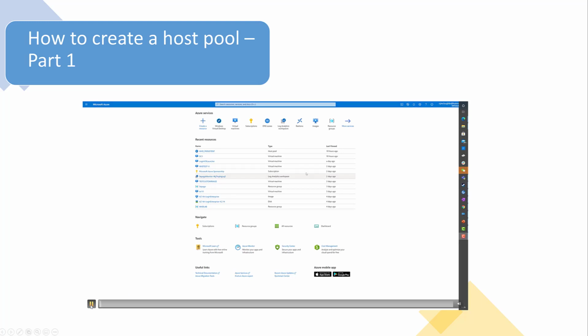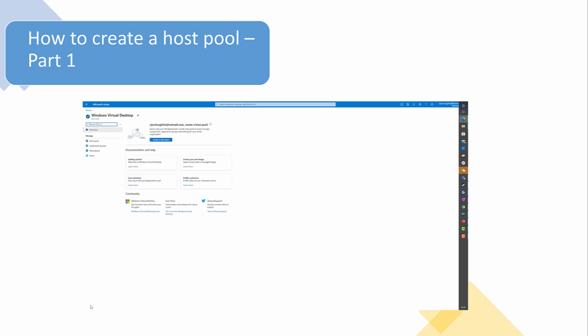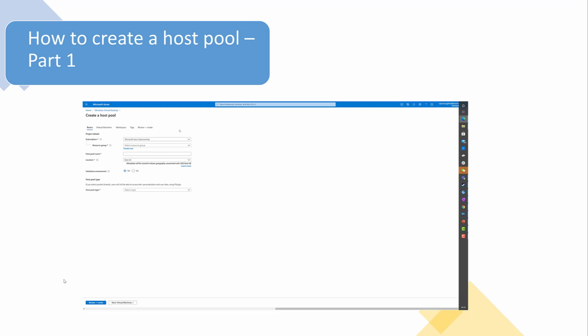Hi, so in this section, we are going to create a host pool. A host pool is basically where your VMs are held. So we will go to the Azure portal, go to the Windows Virtual Desktop, and click on Create a Host Pool. So these are the VMs which the users will be connecting to. So we click on Create a Host Pool.